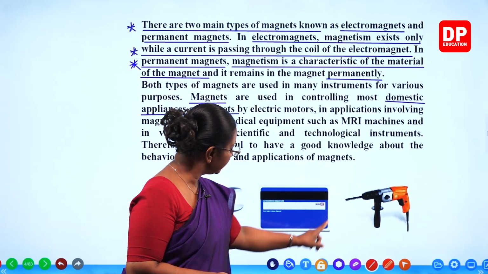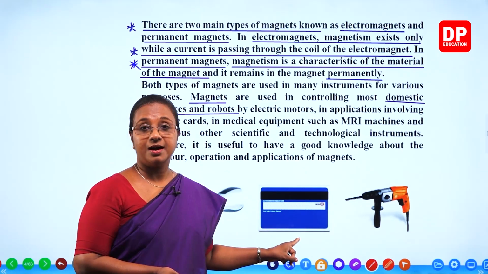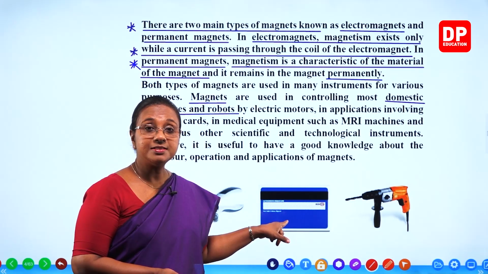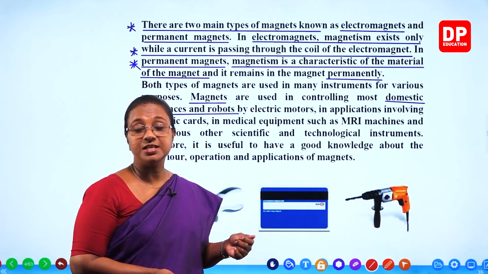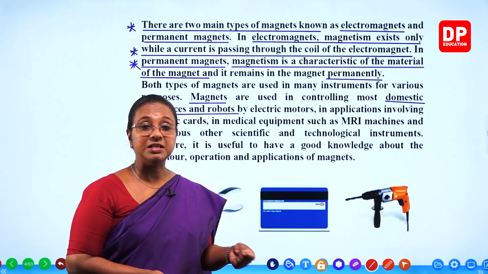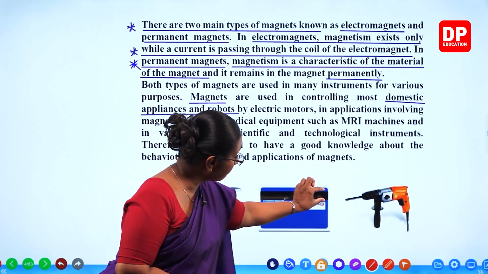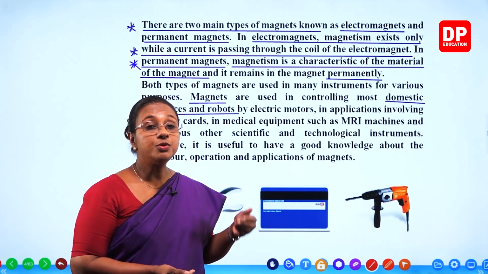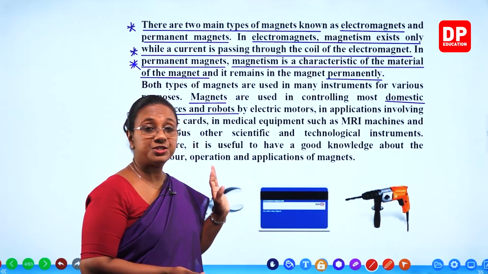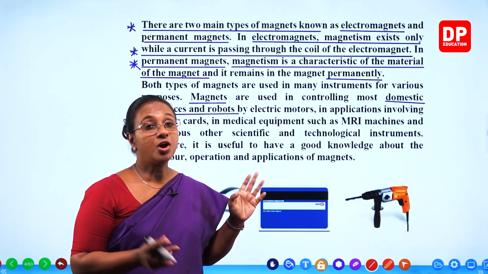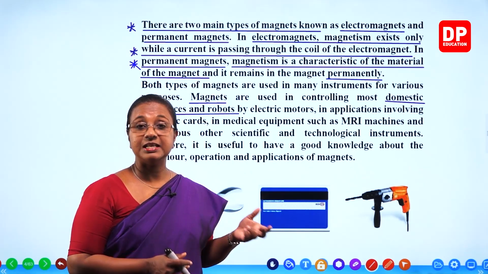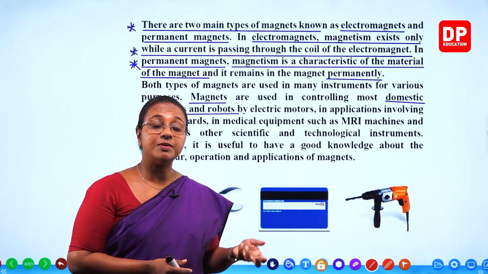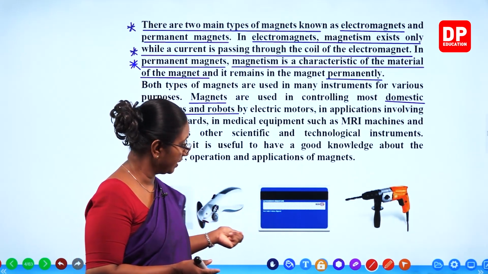Then you are familiar with these cards, the bank cards, ATM cards, automatic teller machines. You use the cards as debit cards, credit cards. They have this part where there is magnetism. Due to magnetism, information is stored there. You all are familiar with that also, magnetic disks that store information due to their magnetic property.